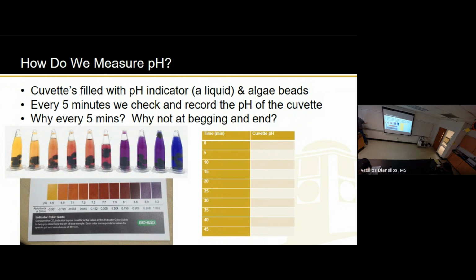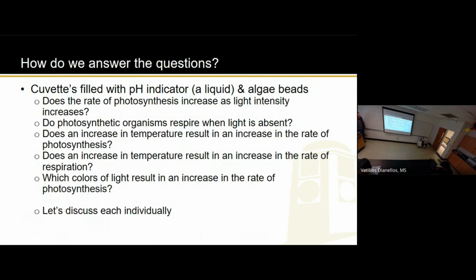So again, this is why we need to take those measurements every 5 minutes as opposed to once at the beginning or once at the end. Because you might need that in between data. Hopefully, to make things easier for you guys, the beginning and the end are different for each one and the data is easy to interpret. But I doubt it. All right.